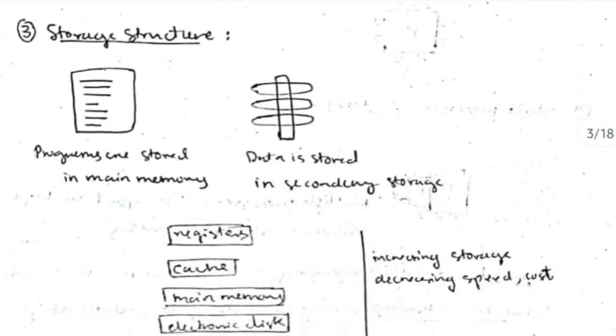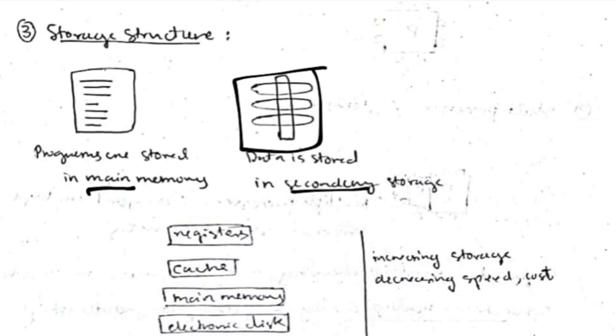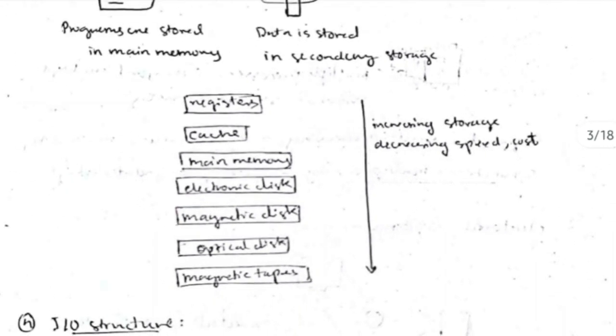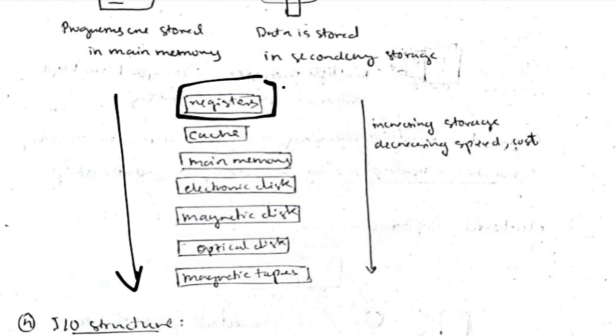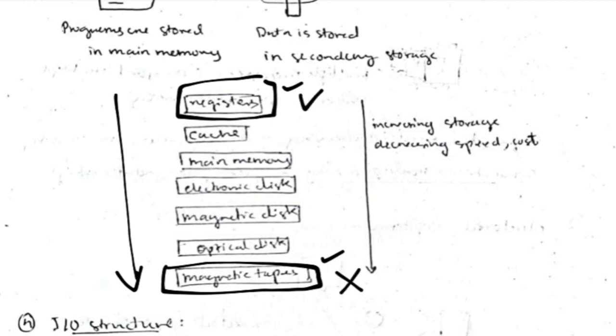The next one is storage structure. See, programs are stored in the main memory, and the data is stored in the secondary storage. This is a very large data, and the programs which are needed for the execution of the system are stored in the main memory. Main memory is smaller than secondary storage, and the hierarchy which you should remember is this: this is the smallest memory, and it's the fastest and the costliest. This is the largest memory in the computer system, and it has the permanent storage of the data, because when you shut down the laptop or the computer system, the data doesn't get lost, whereas in registers and cache it gets erased. This is used for faster access, and this is for the permanent storage of the data.